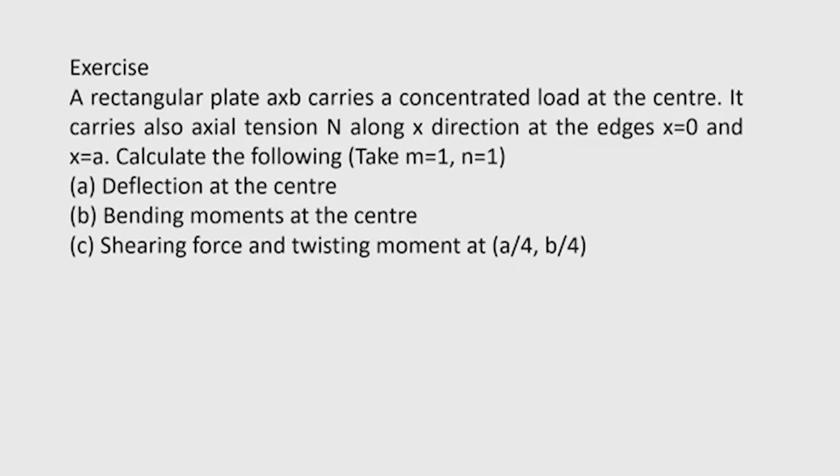A rectangular plate A cross B carries a concentrated load at the center. It also carries axial tension N along the x direction at the edges x equal to 0 and x equal to a. Calculate the following. We take m equal to 1, n equal to 1: deflection at the center, then bending moment at the center, and shearing force and twisting moment at a by 4, b by 4. Okay. So, let me give some steps of this exercise and you can complete this and get the results.